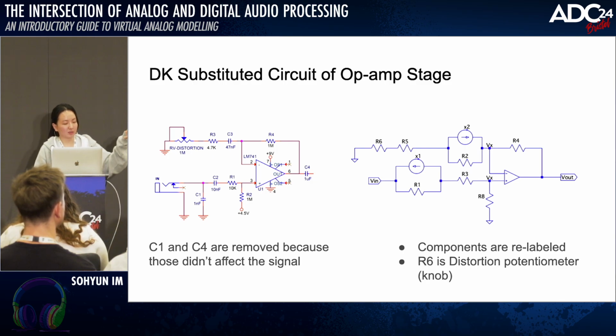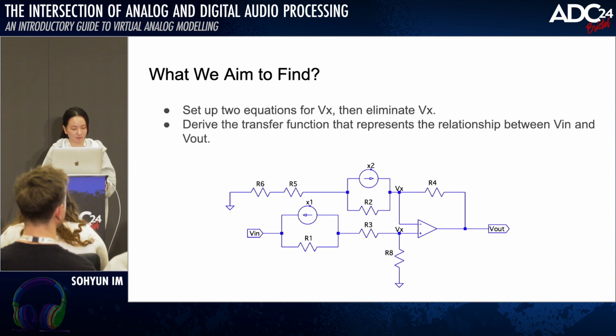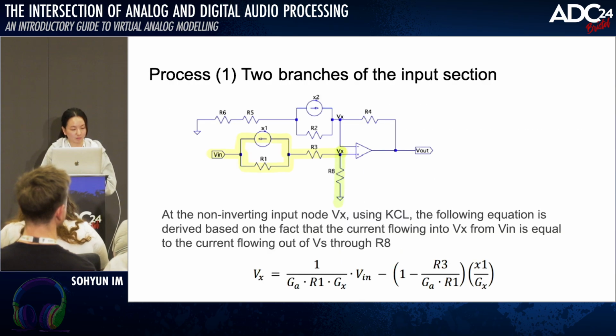As you see, the right side of the schematic is the decay substitution circuit. I substituted every single capacitor with one resistor and one reversed directional current source. What we aim to do is set up two equations for Vx, then eliminate it and derive the transfer function that represents the relationship between Vin and Vout.